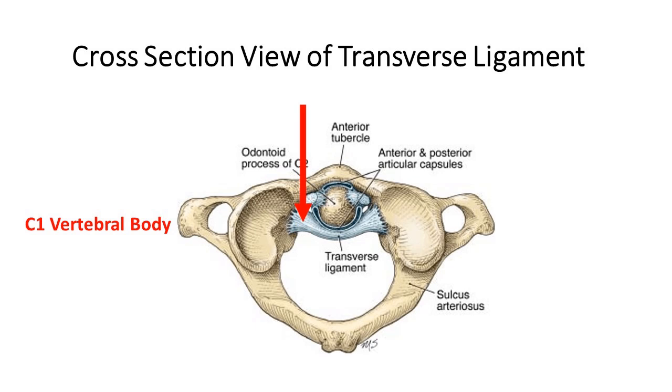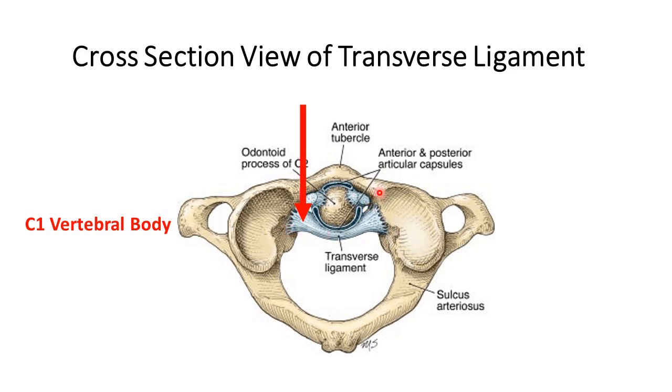Good morning everyone. Today let us discuss the ligaments which are related to the atlantoaxial bones. Now here you have a ligament, that is a transverse ligament, running from the right and left lateral masses of the atlas medially.